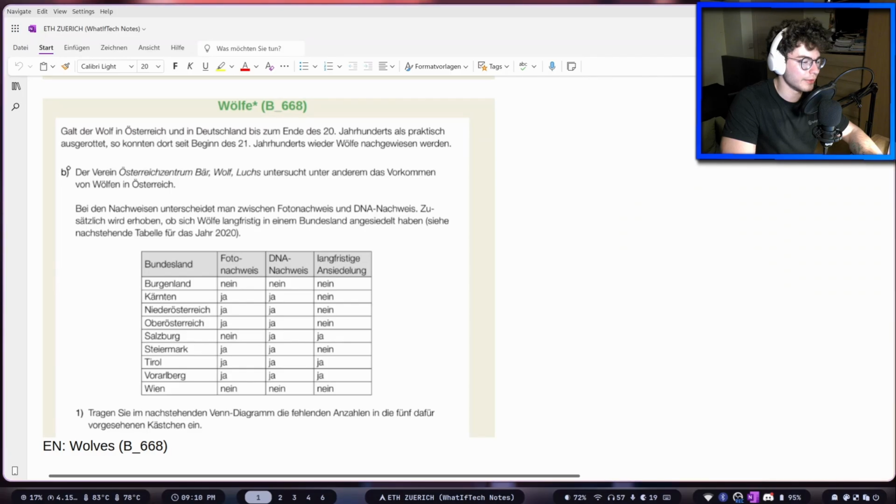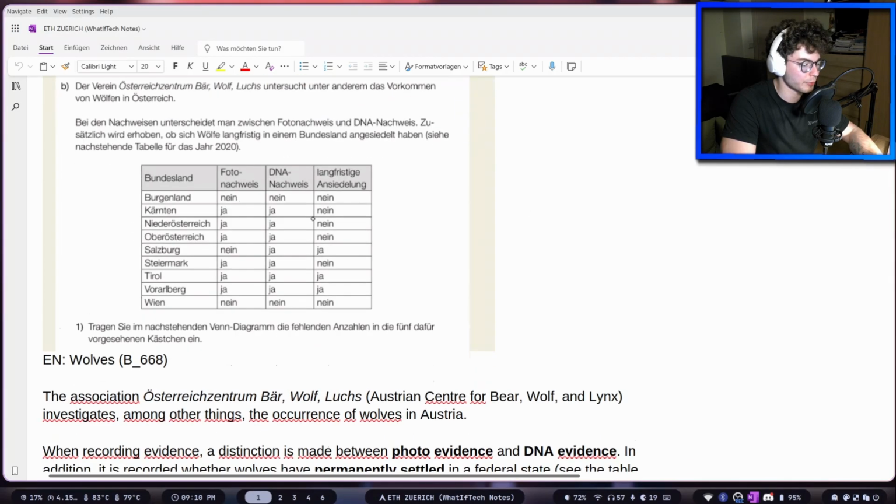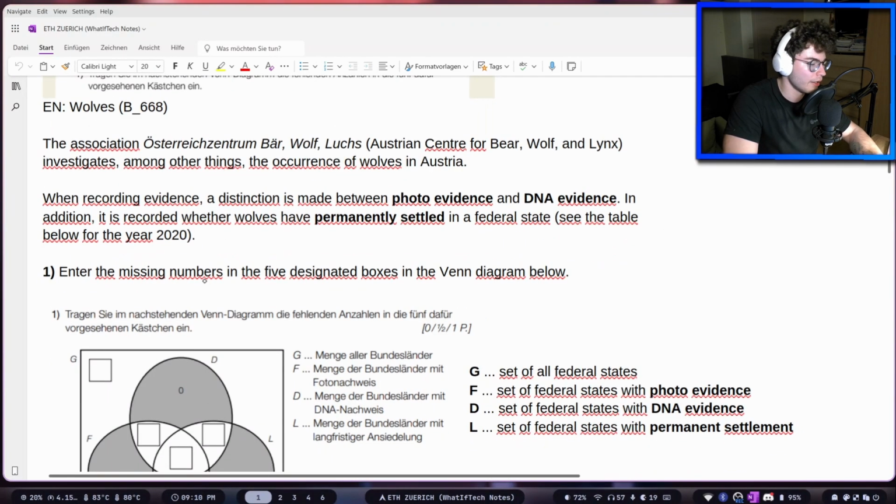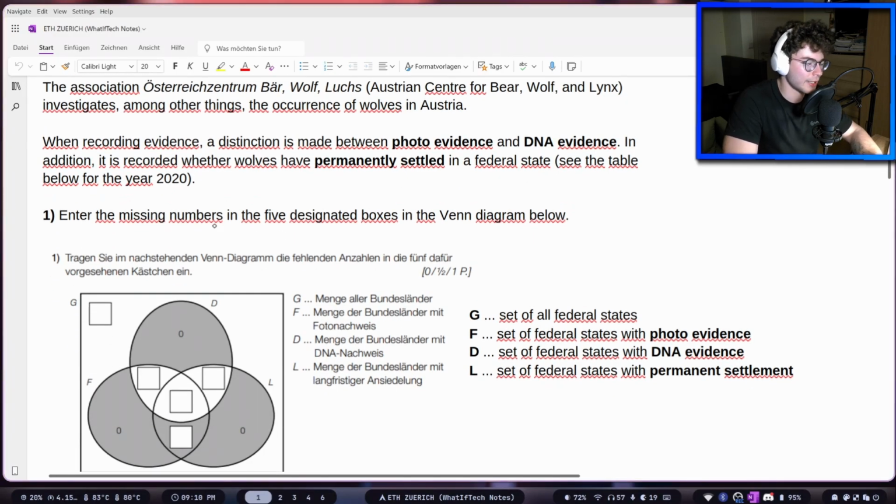So here the task description is in German, but because this is an English video, I translated it here. You can pause the video and read the task description. Our task is to enter the missing numbers in the 5 designated boxes in the Venn diagram. Here we can see the Venn diagram and the sets we have to intersect and the entire G set. So G is the set that covers all federal states, F the federal states with photo evidence, D with DNA evidence, and L with permanent settlement.